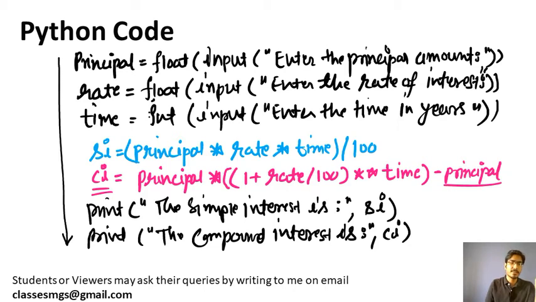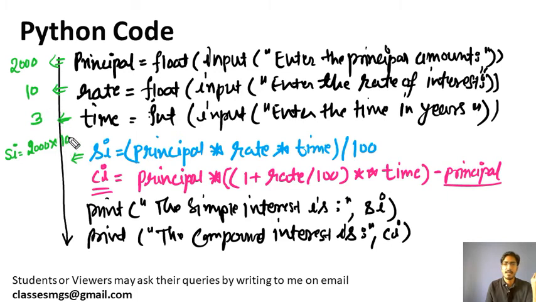Let's run this with some input. Let's suppose user has given input 2000 in principal. Rate of interest, let's suppose he has given 10%, and time, 3 years. Now what will be the simple interest? Simple interest will be 2000 into 10 into 3 divided by 100. After we calculate it, 2 zeros will be cancelled here. So 3 sixes, then 600 is the simple interest.